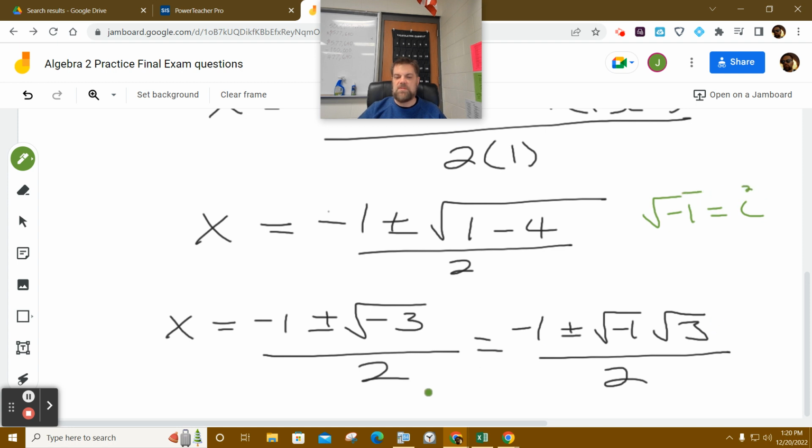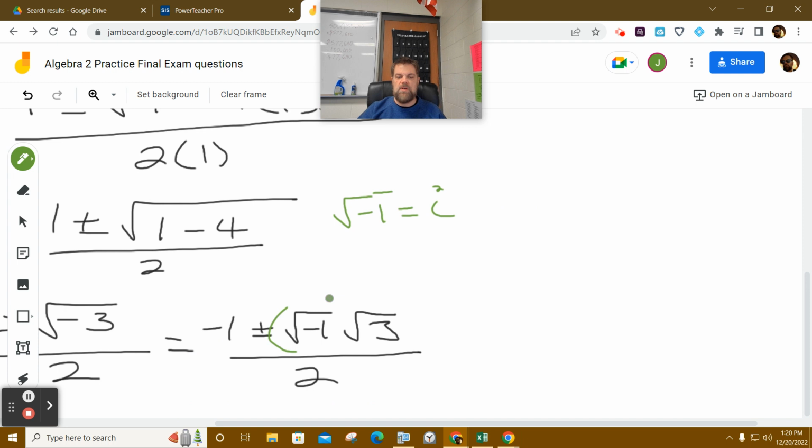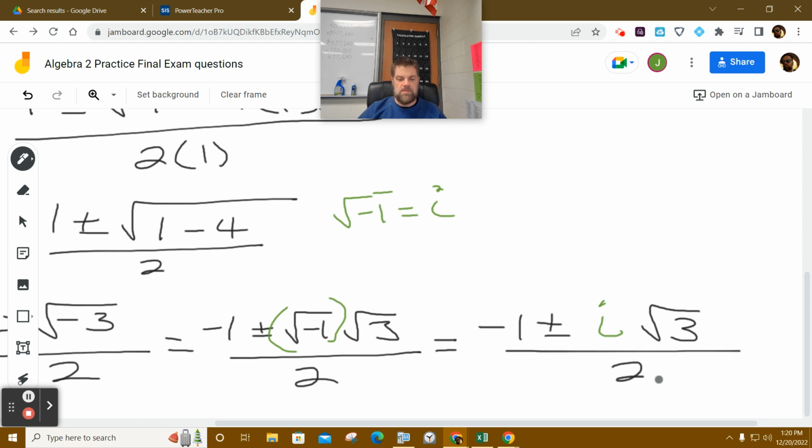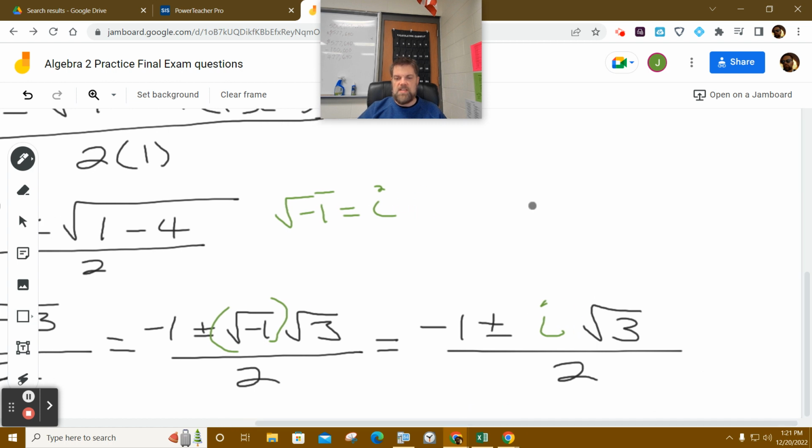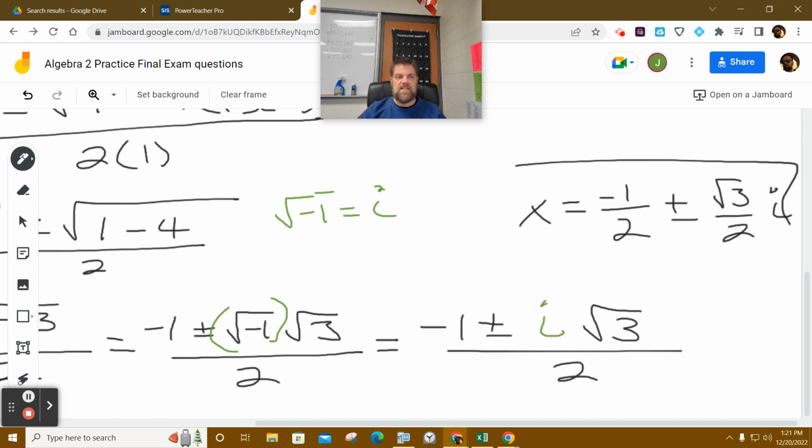It's an imaginary number. So on the next line, wherever this square root of -1 is, I'm going to place an i. So then this is equal to -1 plus or minus i times the square root of 3, all over 2. Now, lastly, if you look in your notes, it says that the solution is x equals -1 over 2, plus or minus the square root of 3 over 2, and they tack on the i. That's the answer.